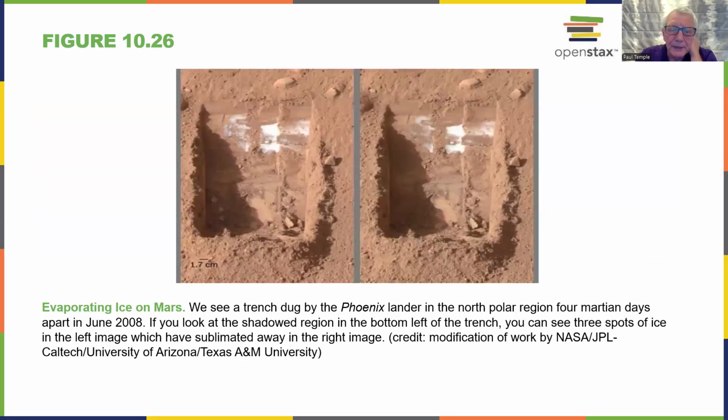This is evaporating ice on Mars, and it's a trench dug by the Phoenix lander in the North Polar region 4 Martian days apart in June 2008. So you can see that there's been a slight change in the amount of water ice that was frozen out.